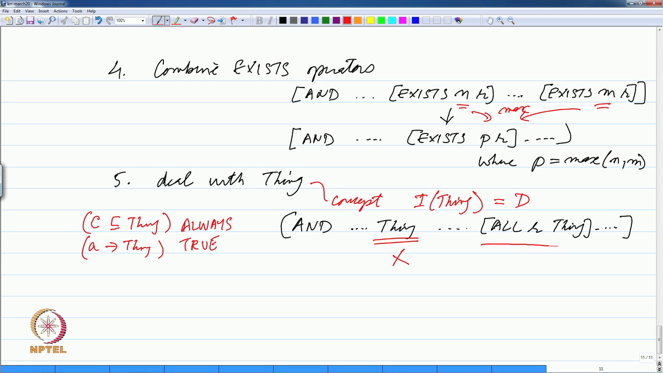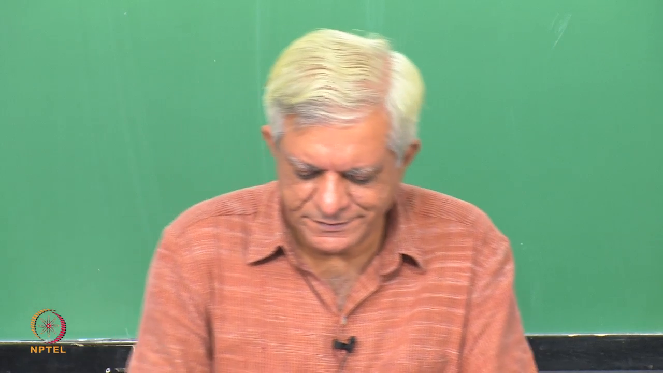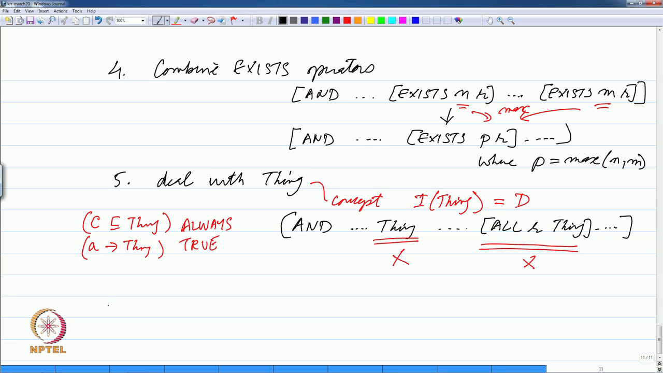Likewise, this is also not adding anything to the description, because you are saying that all role fillers must be of the type thing. So, obviously, they have to be of the type thing, because everything belongs to thing in any case. So, you just throw it away essentially. And finally, simplify. It basically means remove duplicates, if any, at any point. So, let us look at an example.